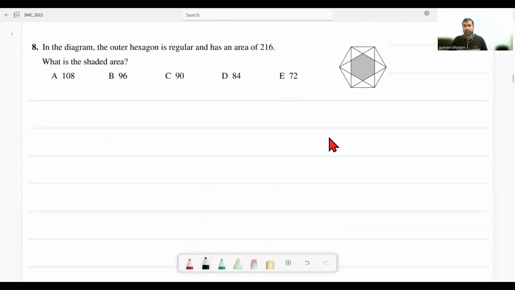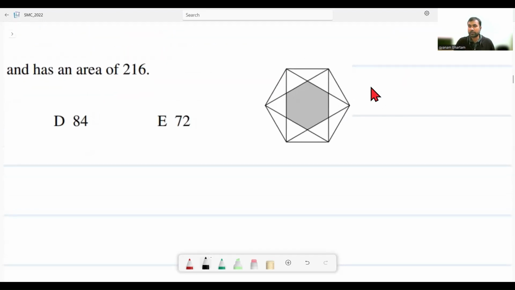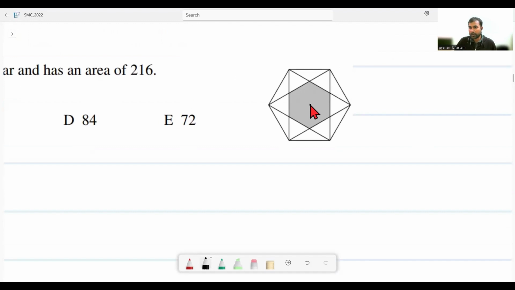Next one. Okay, question number 8. In the diagram, the outer hexagon is regular and has an area of 216. What is the stated area? So what we can do in this question, we can just take a point. We know the standard values of all the trigonometric ratios, so we will try to go with trigonometry, nothing tricky.